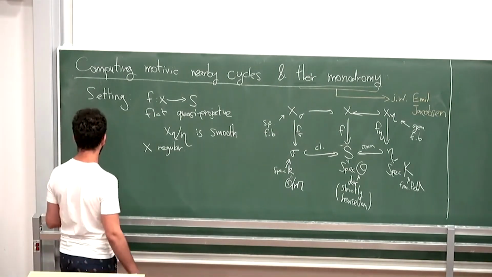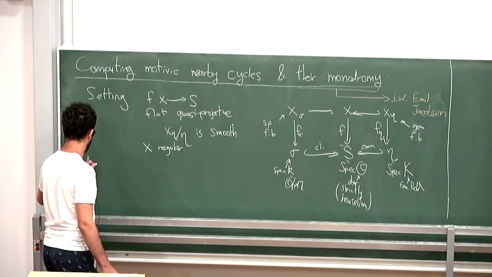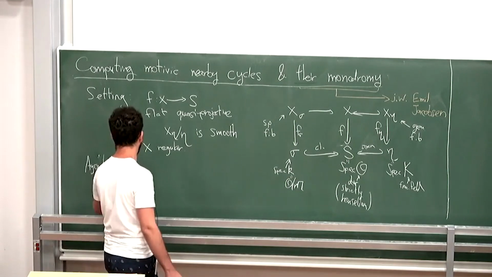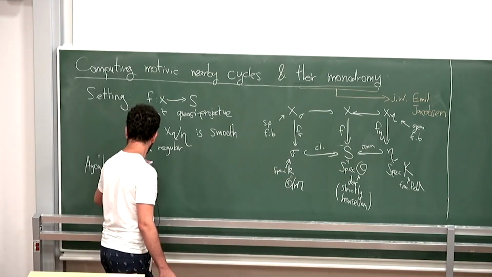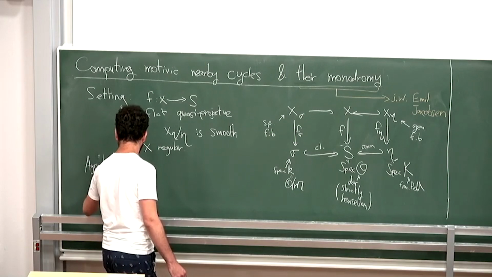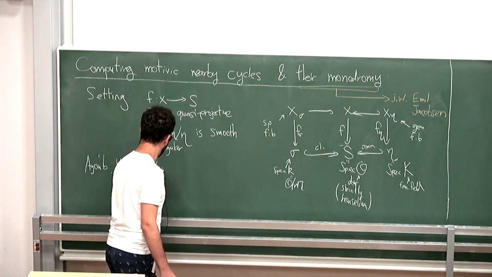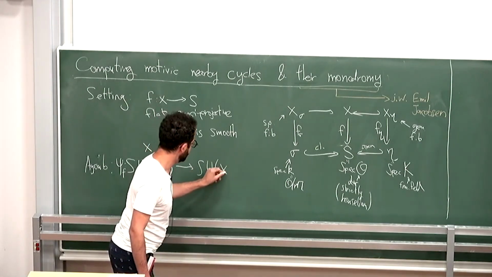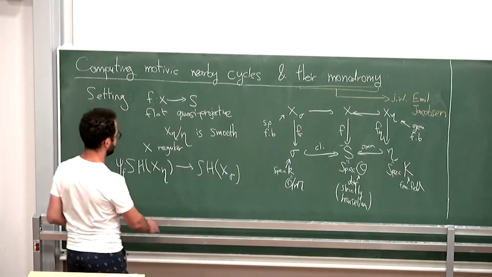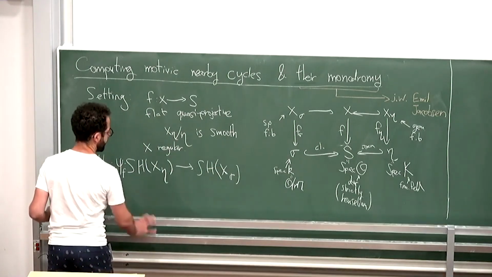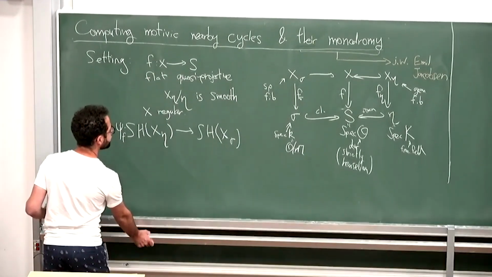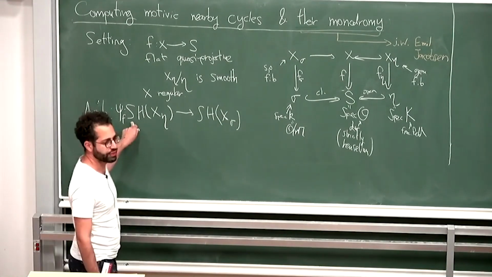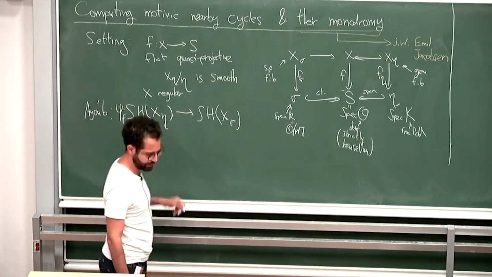Now, in this setting, Ayoub defines the Motivic nearby cycles, which is a functor from SH of X eta to SH of the special fiber. Yes, in the setting of SH, so I think that this category was already introduced today.